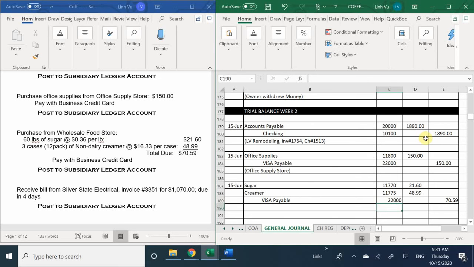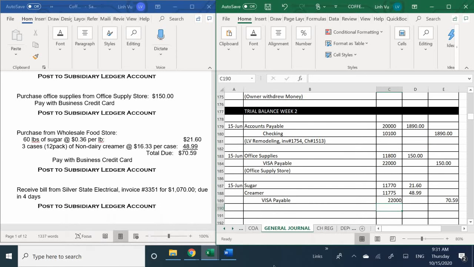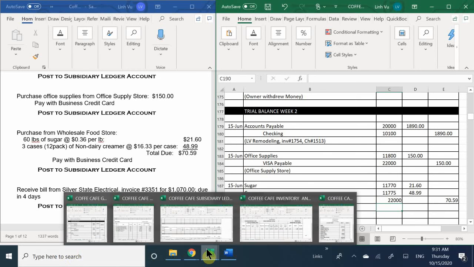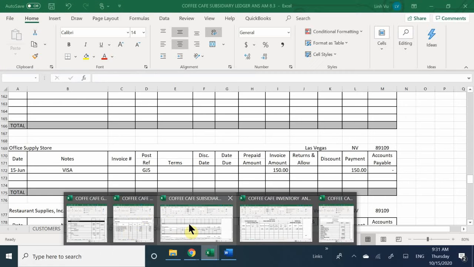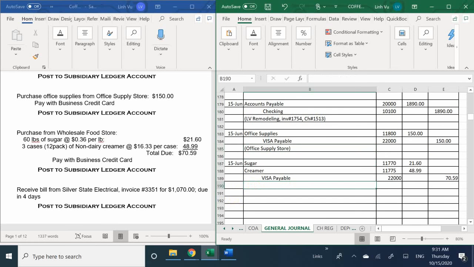So where do we go now? The narration, wholesale food store. The narration of the journal. So subsidiary or general ledger? No, below this general journal you have a comment. Oh, you want to create a comment. So what's the comment going to be? It's a wholesale food store. Okay, good. That's enough, right? Yep, that should be good enough.